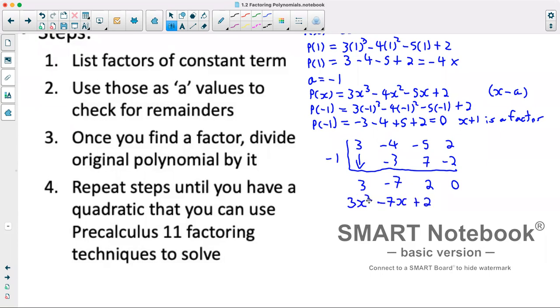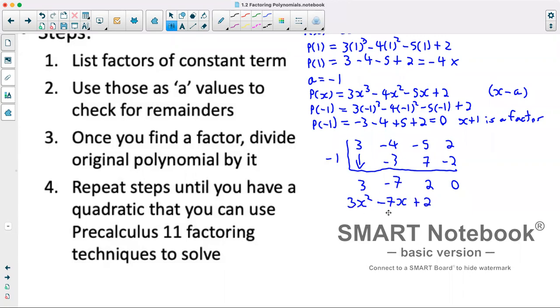Now, if this was anything larger than a 2, I would just repeat this process again. So I'd look at the factors of this, I would plug them in, and see which ones gave me 0. Now, if one didn't work before, it's still not going to work. Essentially, I would continue that process till we get down to a quadratic.